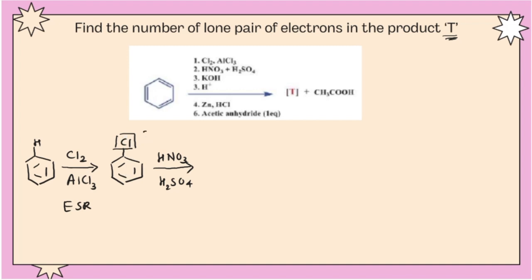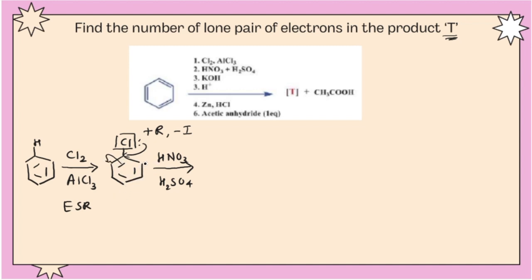Here we have chlorine, which is a plus R but minus I. So it deactivates the benzene ring through inductive effect. So that's why the benzene is not so rich. Hence, it's undergoing electrophilic substitution only once. And since chlorine is a plus R, it will be an ortho-para directing group. So this is ortho-para directing.